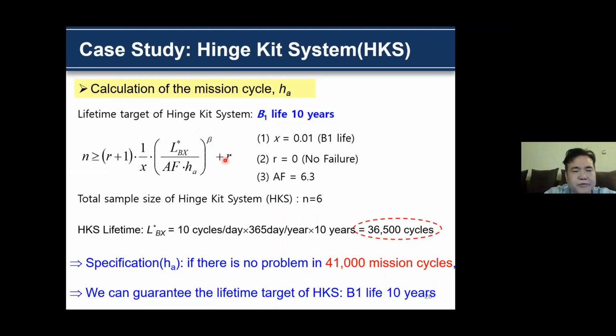I will tell you how to calculate the mission cycle. The lifetime target is for the hinge kit system to exceed a life of 10 years. Accelerator factor is 6.3. Total sample size is 6. The hinge kit lifetime for 10 years is 36,000 cycles. There is no problem at 41,000 cycles. We guarantee the lifetime target of the hinge kit system beyond 10 years.